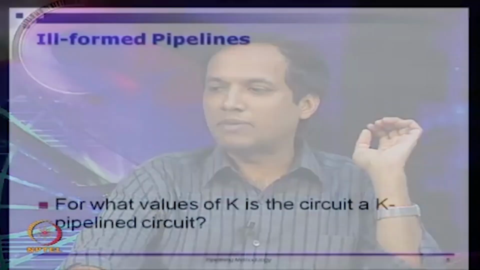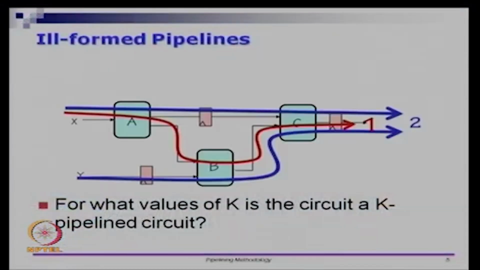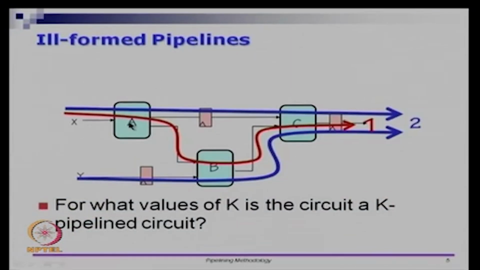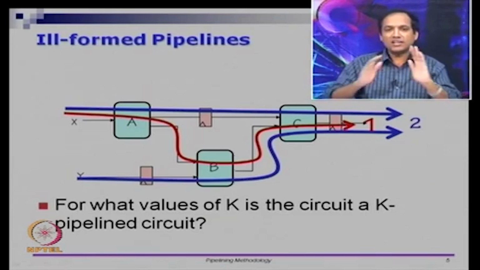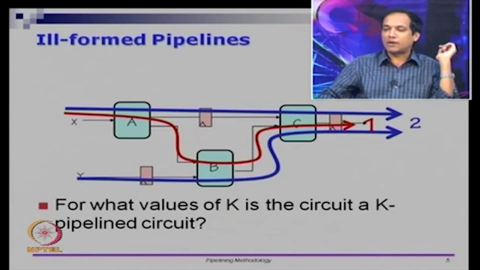So I am going to pose a circuit and I am going to ask this question: for what values of k is the circuit a k pipeline circuit? So let us look at this circuit here. We have a combinational logic A and a combinational logic B, and we have a combinational logic C. So assume that there were no flip flops, these pink colored flip flops, assume that they were not there to begin with, and if they are not there, then it is a 0 stage pipeline.